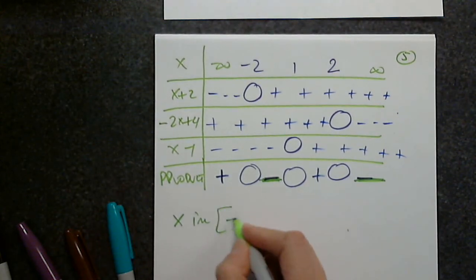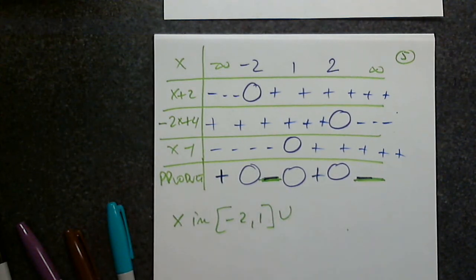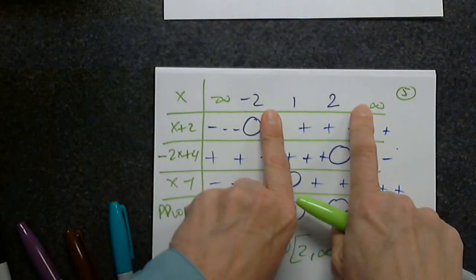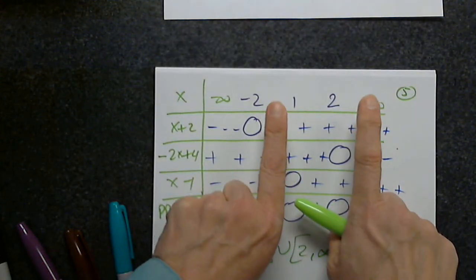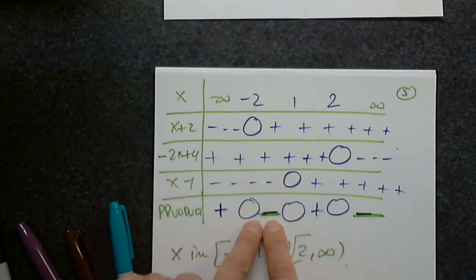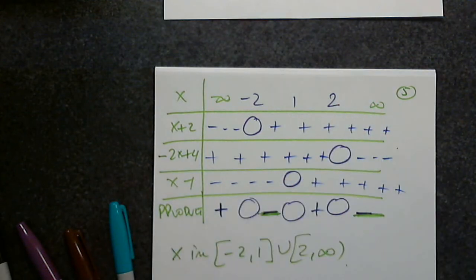-2, 1. Union 2. Do we all agree? I have to pick exactly what creates a negative product. What creates a negative product is any x value between -1 and 1, and any x value between 2 and infinity. Better? Is that a yes? Is that a maybe?